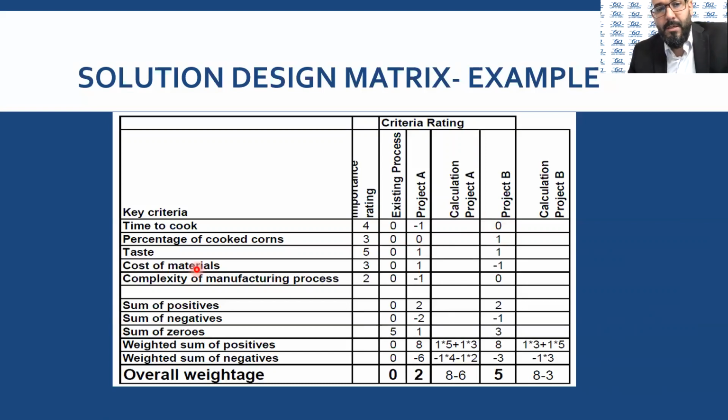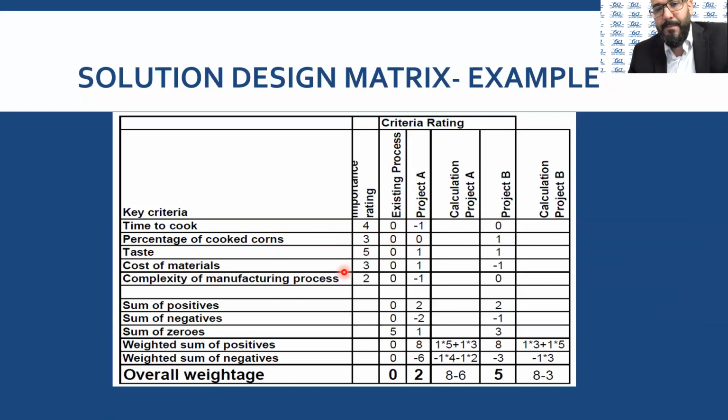Next, percentage of cooked corn. Existing system, existing process, 0. Process A or alternative A or project A, it's the same. For alternative B or project B, this is better than the current system, so we give it a 1.